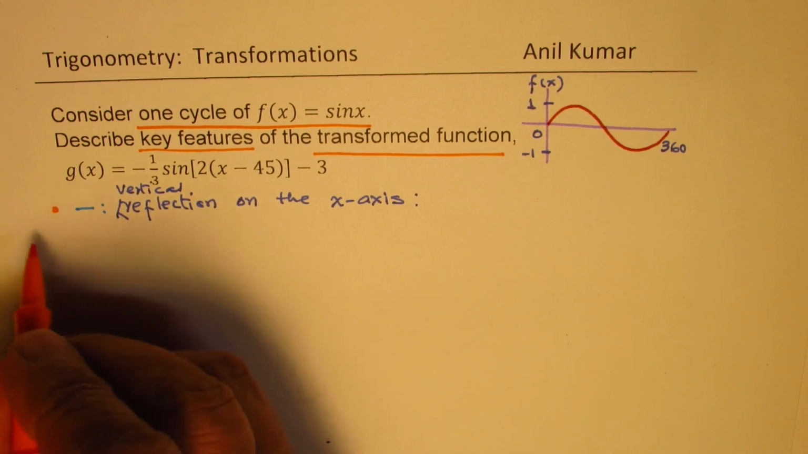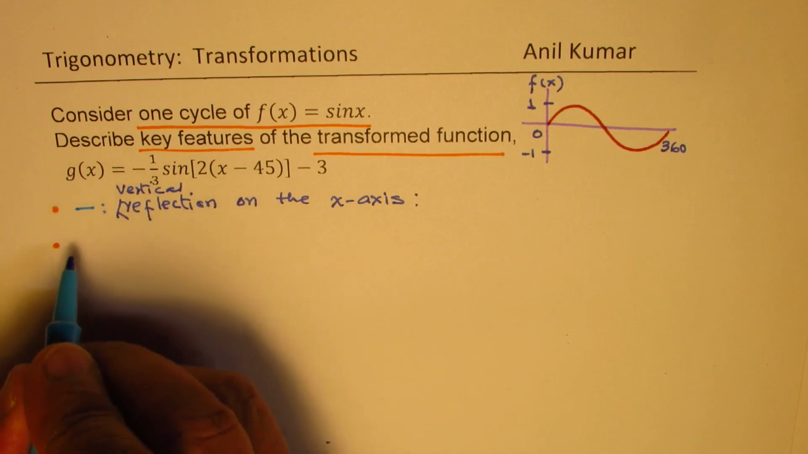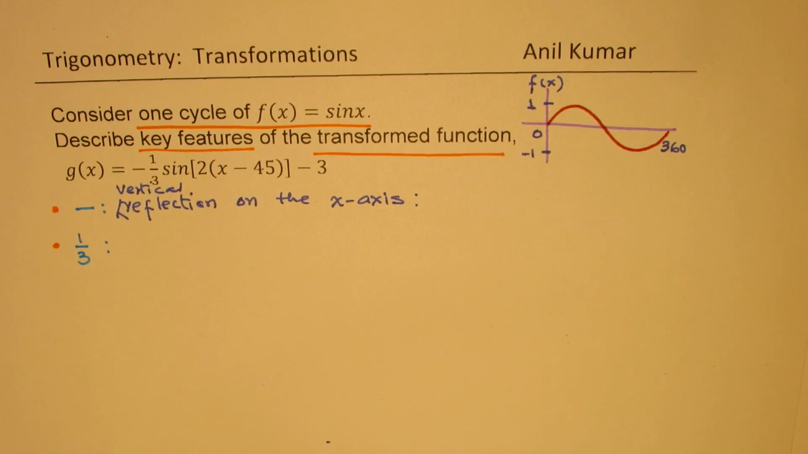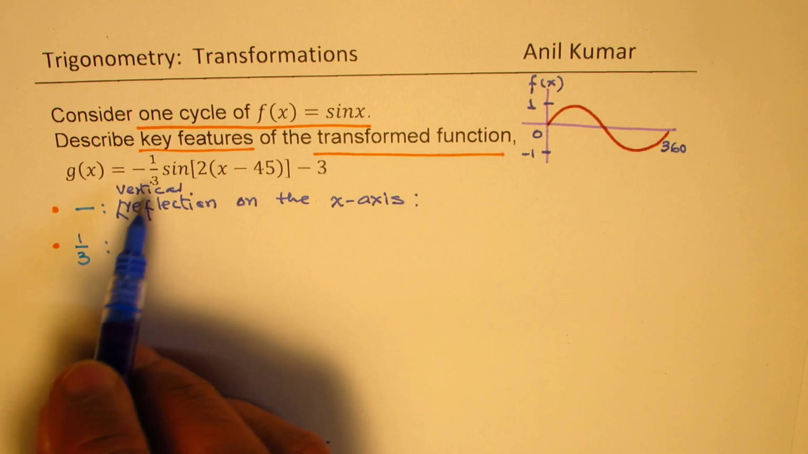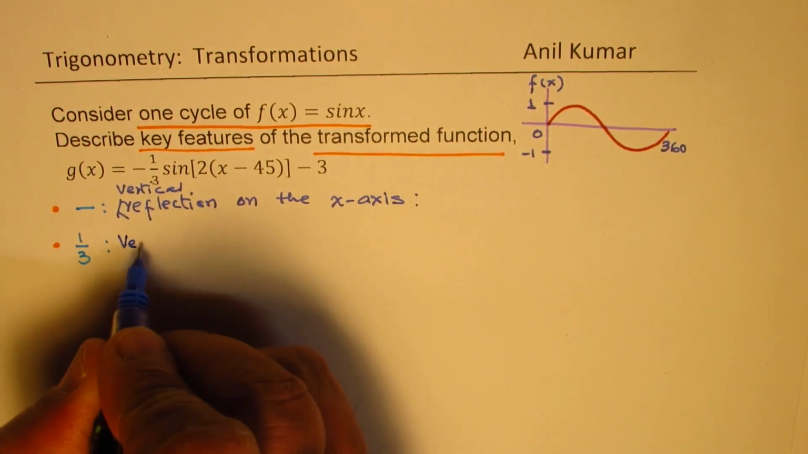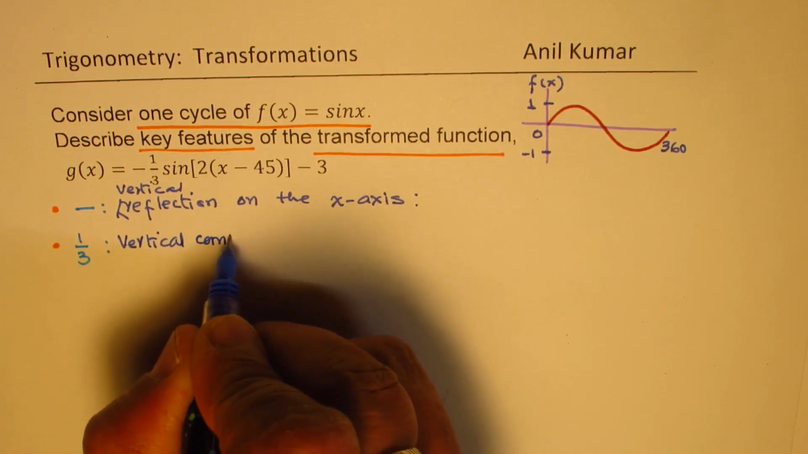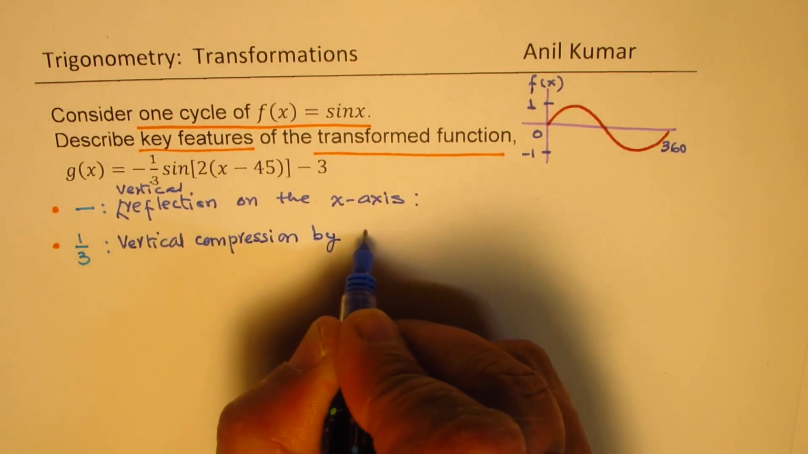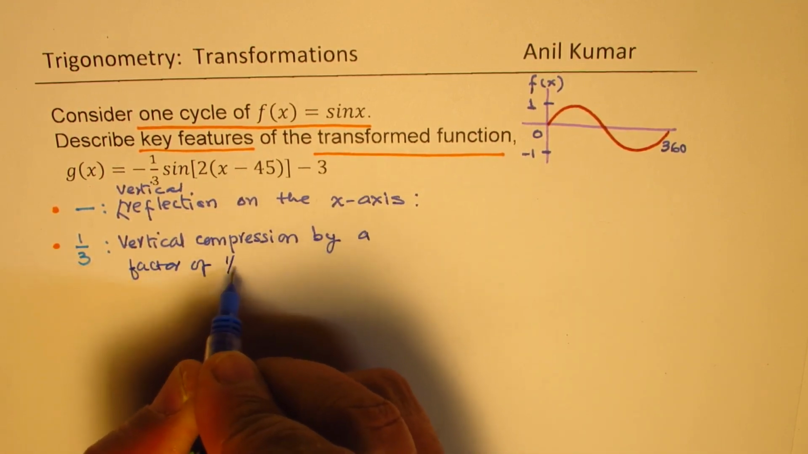The next feature to look into is 1/3, right? So what is the effect of 1/3? 1/3 means we are compressing vertically by a factor of 1/3, right? So, vertical compression by a factor of 1/3, correct?